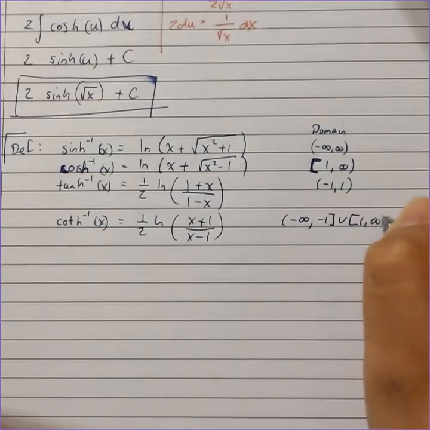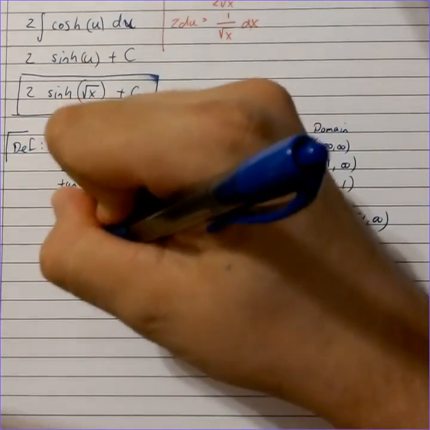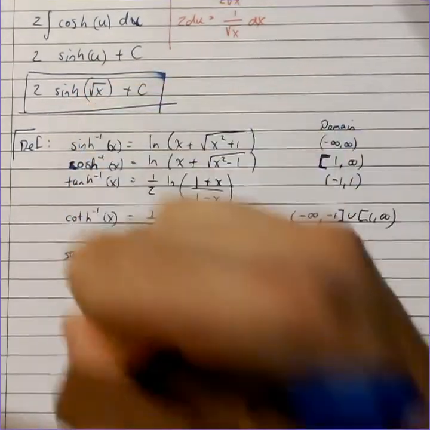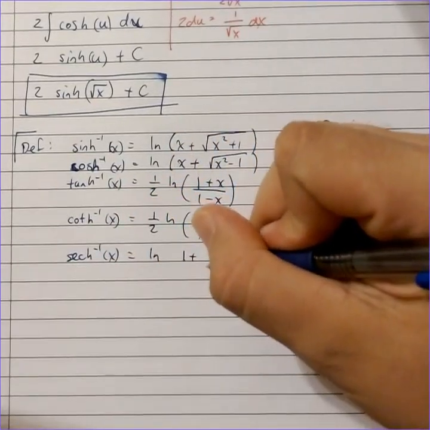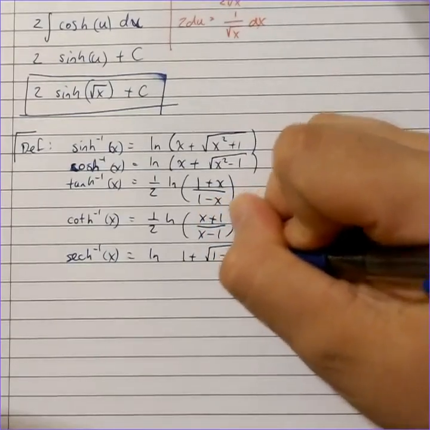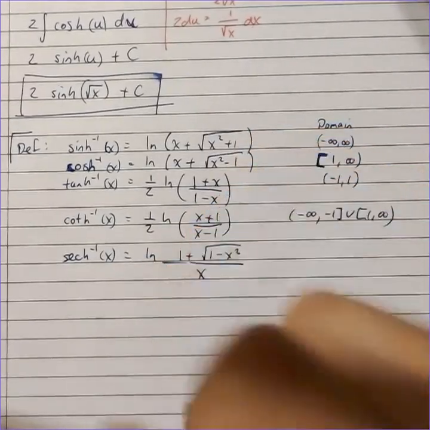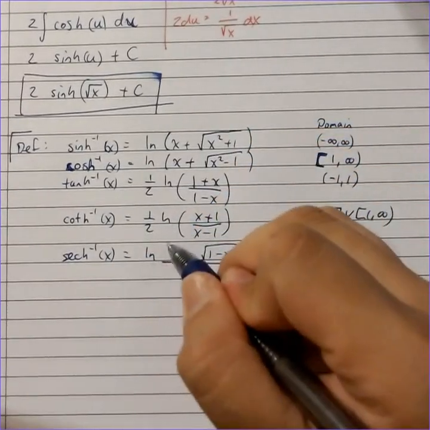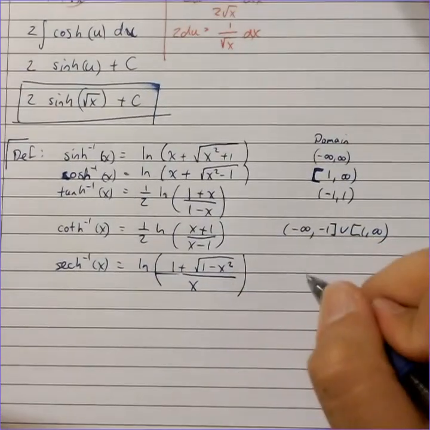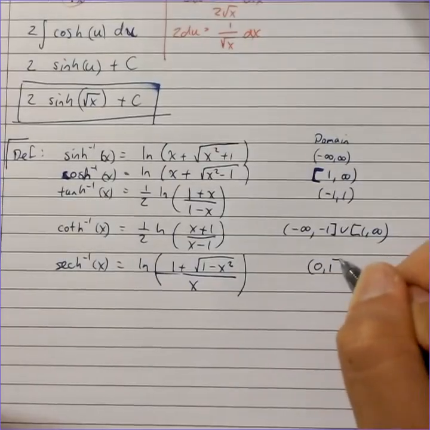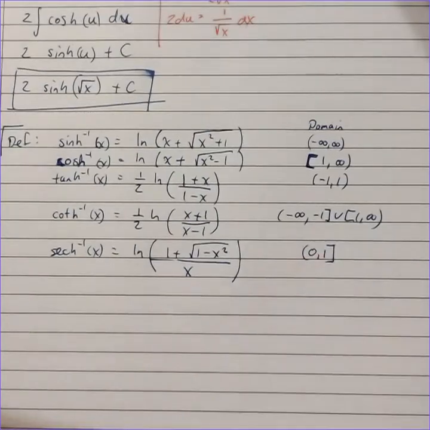The inverse hyperbolic secant function, sech inverse of x, is given by the natural log of 1 plus the square root of 1 minus x squared, all over x. Well, actually, I shouldn't say all over x because it doesn't include the natural logarithm. It's just the argument that is all over x. And here the domain is from 0 to 1, not including 0, because obviously dividing by 0 is undefined, but it does include 1.